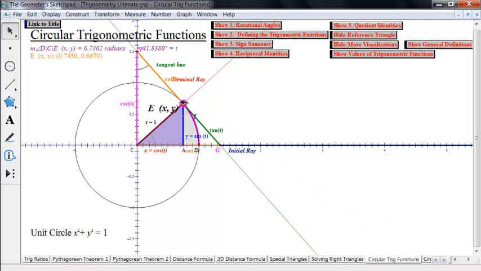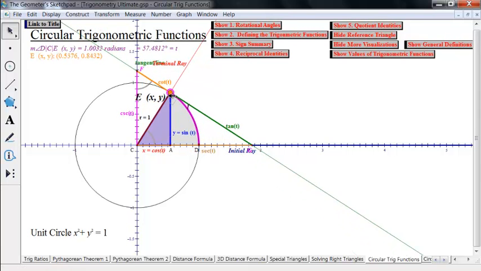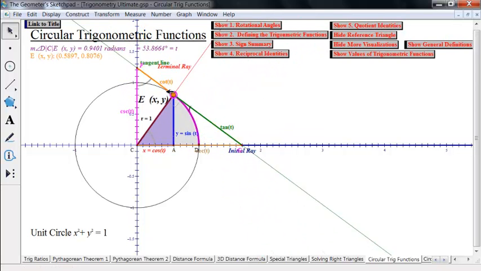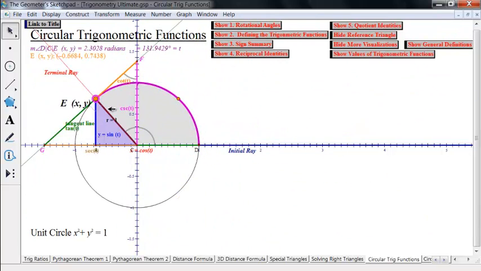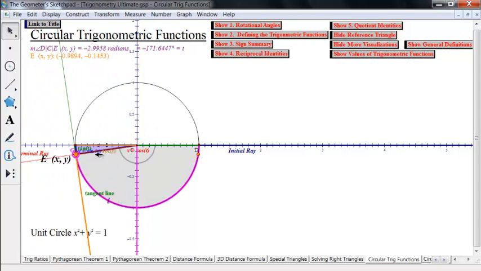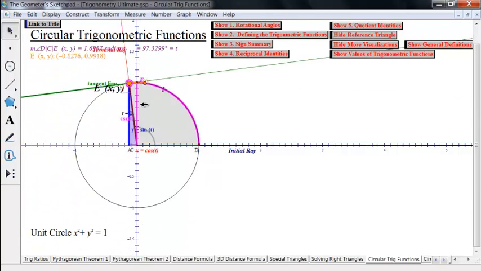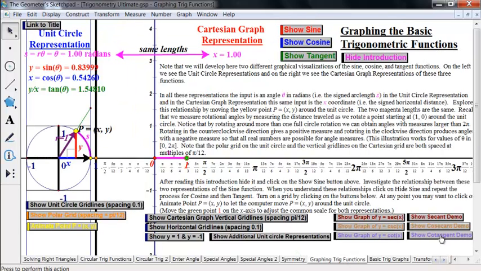Notice the x-coordinate of this point out here, what am I calling this point? G. The x-coordinate of point G is the secant of this angle, because when you're in the first or fourth quadrants, the secant should be positive. When you're over here in the second or third quadrant, the secant should be negative. That's going to give us a way to look at graphing some of these trig functions.